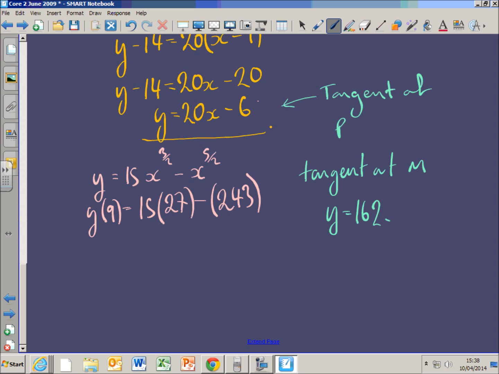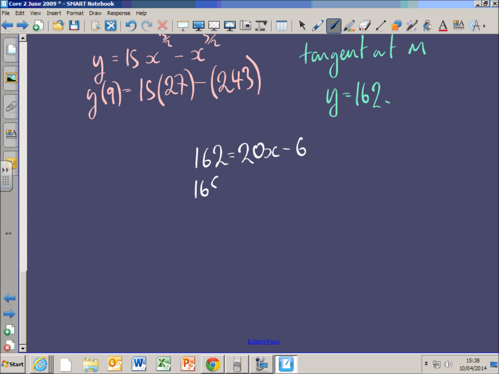How do I find where they cross? It's not even simultaneous equations, because I've only got a y value to sub in. You could do it exactly like that, but it's a bit easier than that. So I just say that 162 equals 20x minus 6, so 168 equals 20x, so the x value is 168 divided by 20. And this is just 8.1.